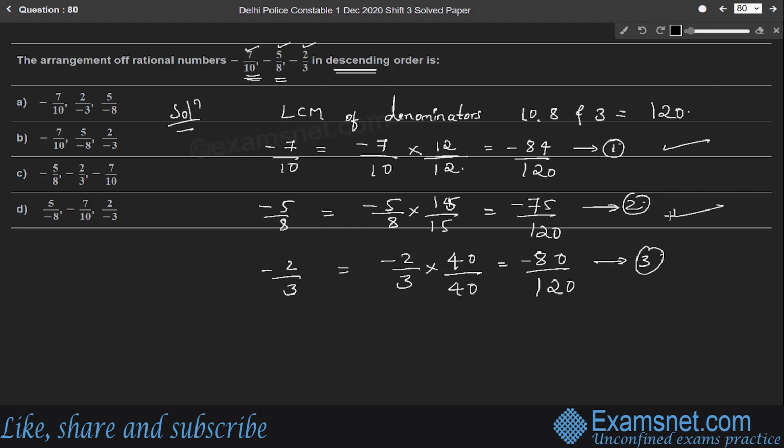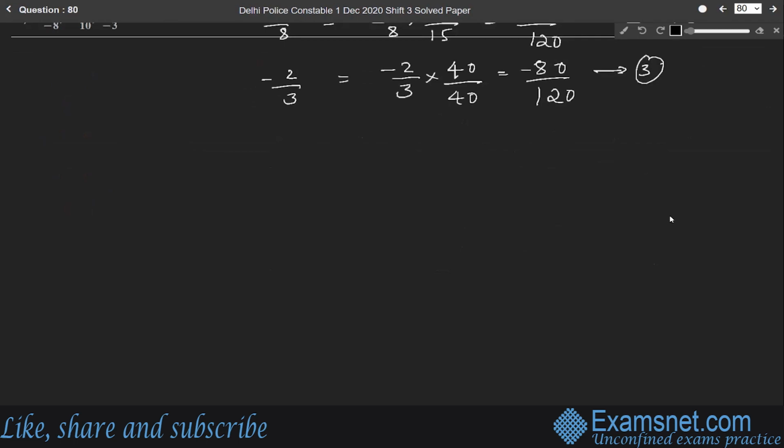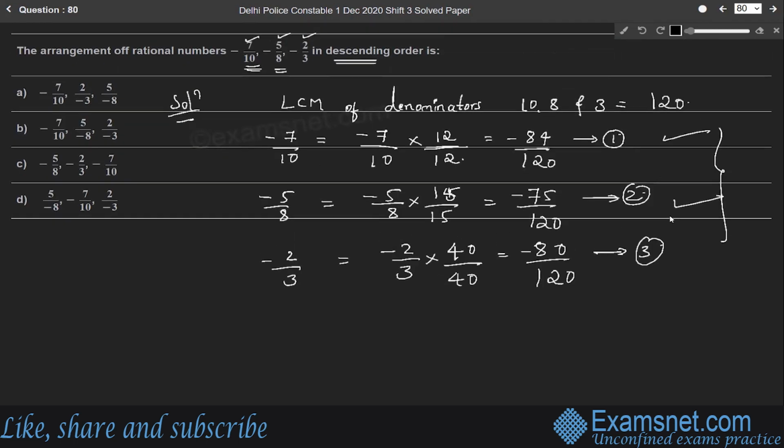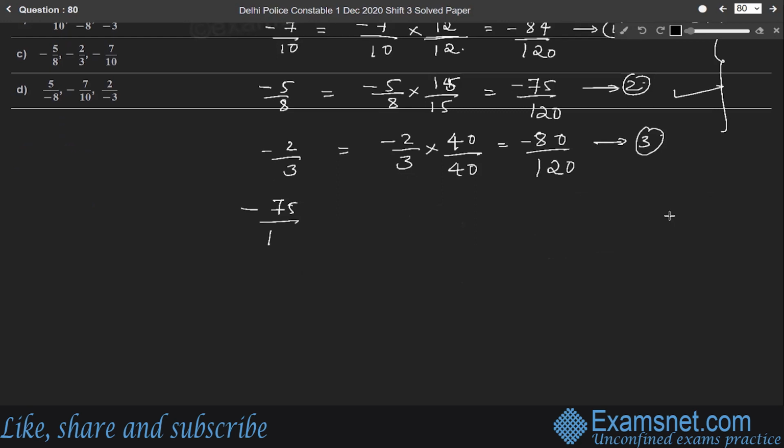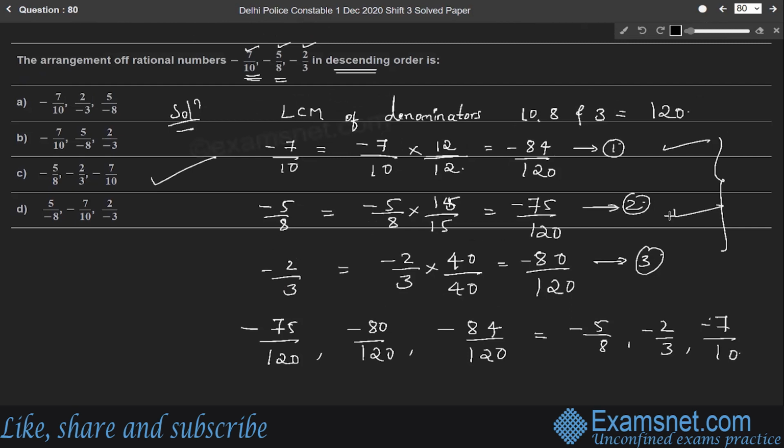So compare these three. Minus 84, minus 75, minus 80. Write these three in descending order. So which is greater here? Minus 75 by 120. After this, minus 80 by 120, minus 84 by 120. So what is minus 75 by 120? It is minus 5 by 8. And next is minus 80, which is minus 2 by 3. And minus 84 is minus 7 by 10. Right? Therefore, option C is the right answer.